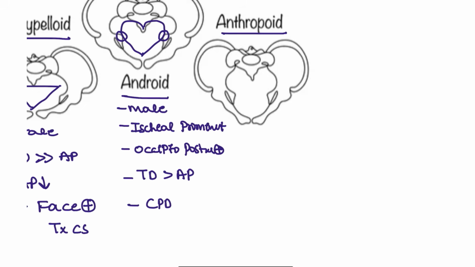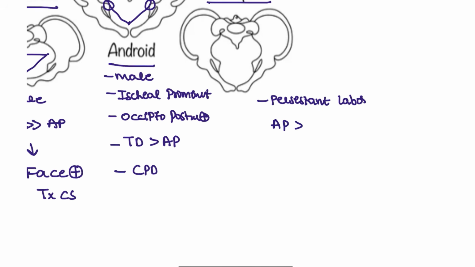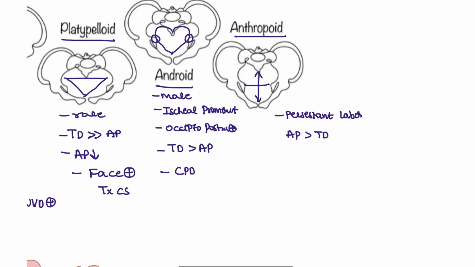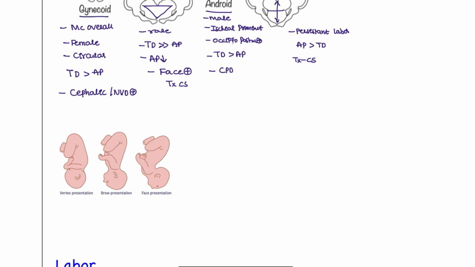Next, last but not the least, this is the anthropoid. This is a persistent labor abnormality we see in patients very rarely. If you can see, the AP diameter is more than the transverse diameter, right? If a patient presents with this pelvis, we are going to proceed for cesarean section. These are the pelvic points that you have to remember.